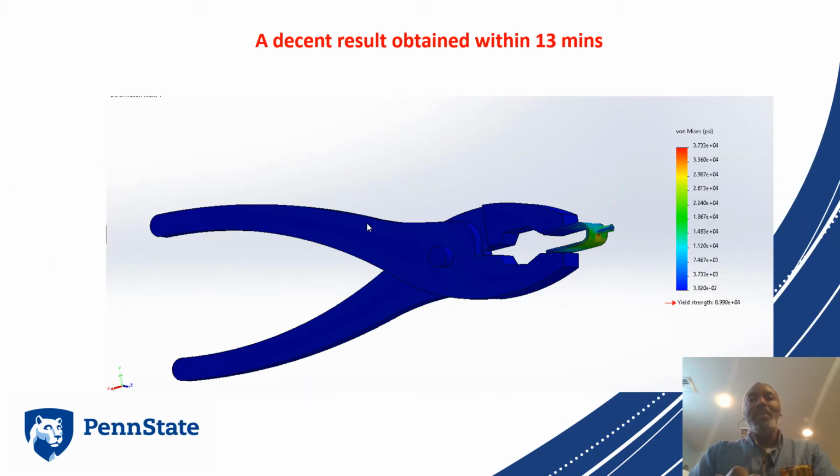And with this, he was able to generate the solution, and you can see the von Mises stress running from a low end of about 3 times 10 to the second, up to a high end of about 3.7 times 10 to the fourth, all the way out in our fork. Hopefully you can get something similar. It only takes about 13 minutes.